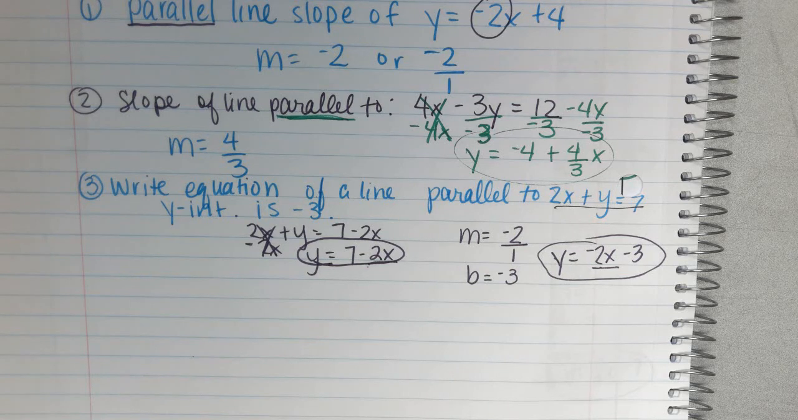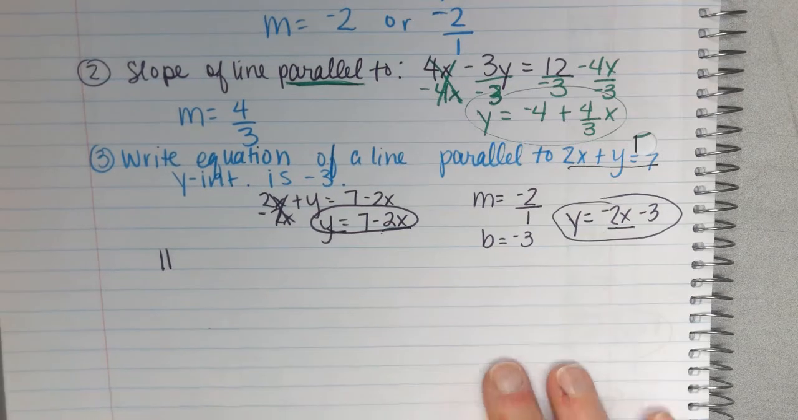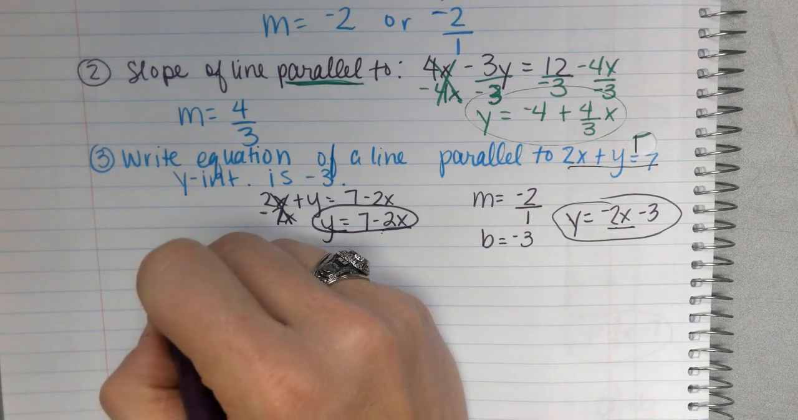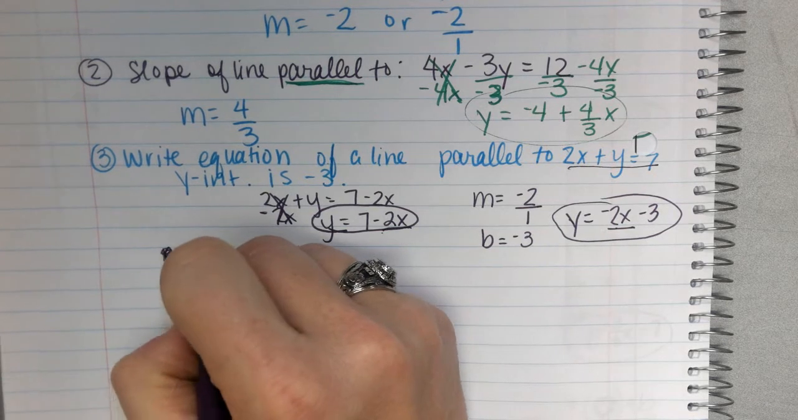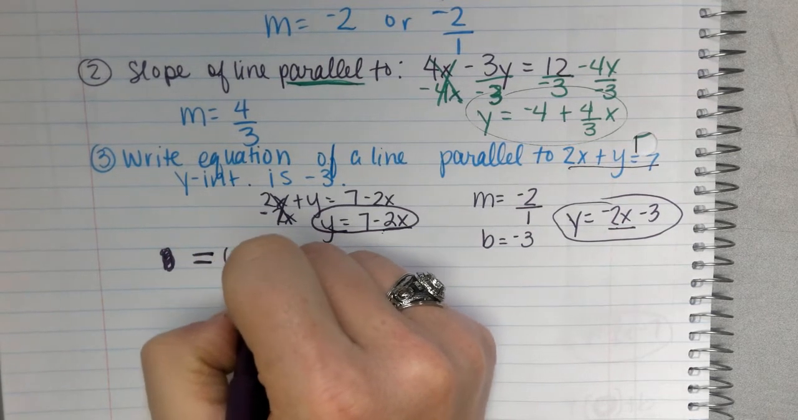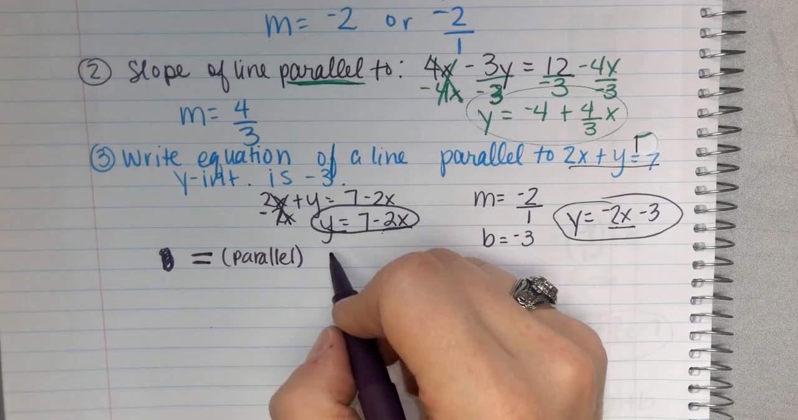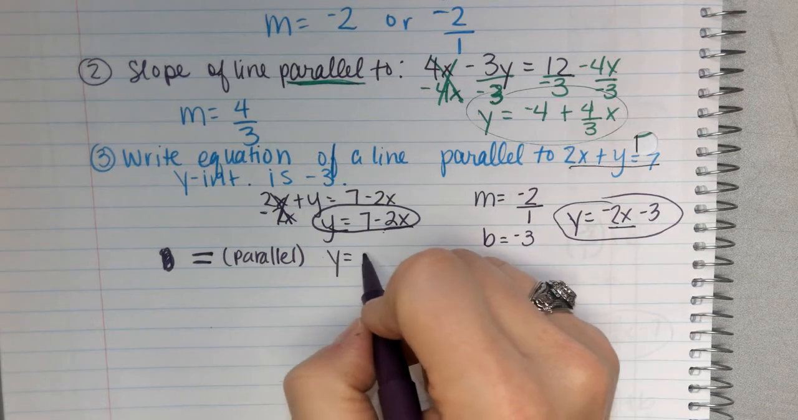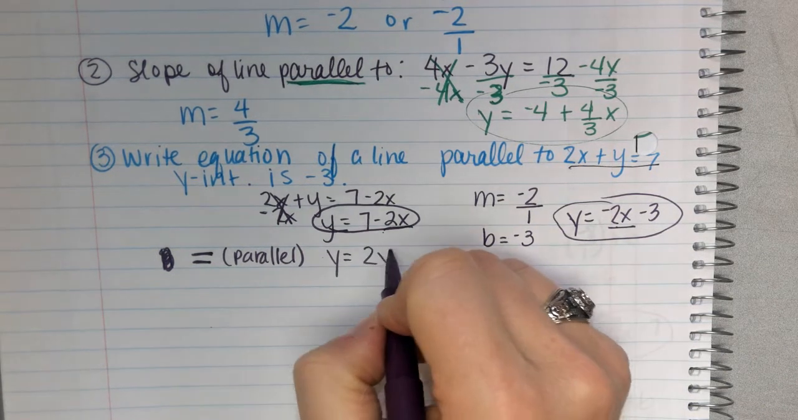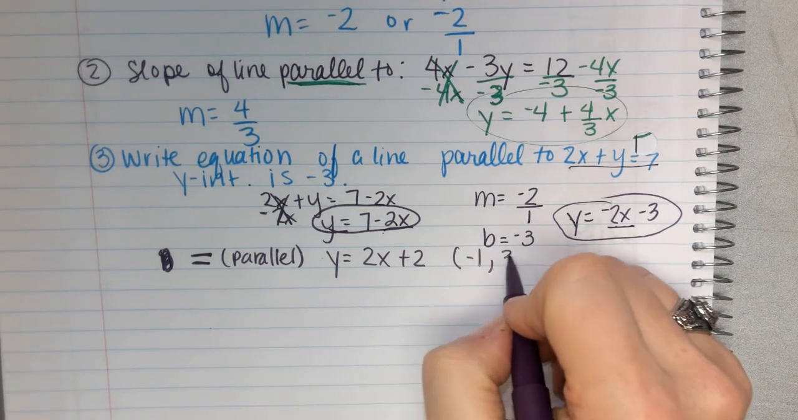Now, if I asked you to give me the equation of a line parallel to this line, I'm going to use this symbol as parallel. This means parallel. Instead of that, it looks like an 11. Let's do this. Parallel to y equals 2x plus 2. And it goes through the point -1, 3.